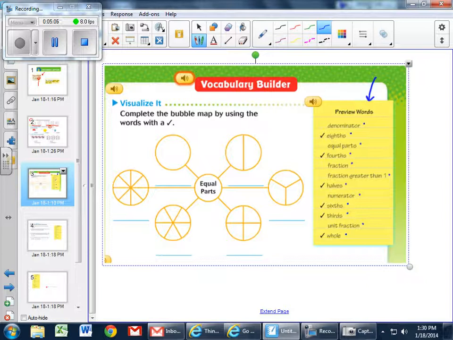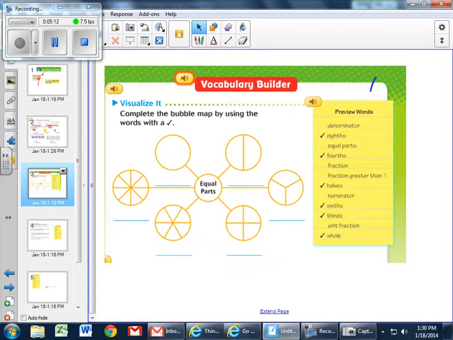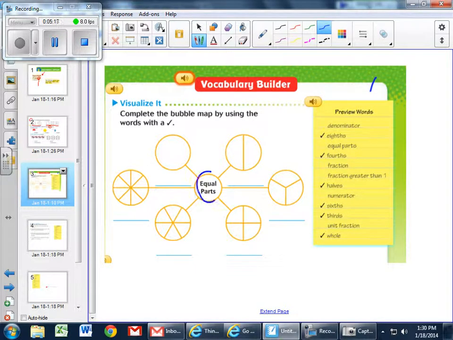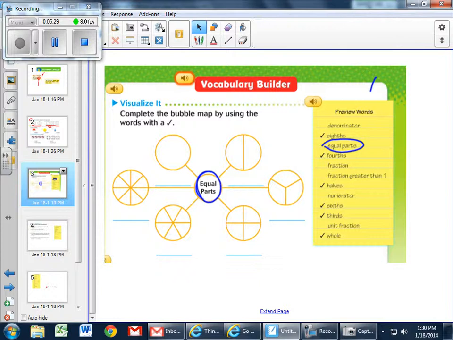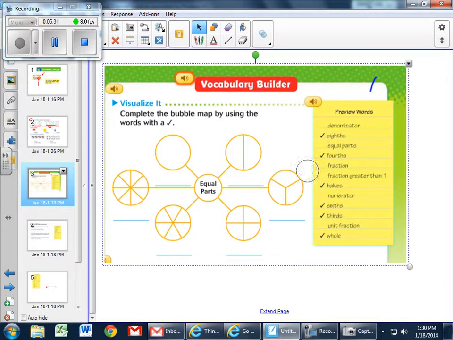The ones we're going to use for the bubble map are only the ones with the check mark in front of them. Okay? So you see the middle of our bubble map is equal parts. That's one of our preview words. And we know what equal means. Equal means the same number. And in order for it to be a fraction, the pieces have to be equal. If the pieces are not equal within a drawing, it's not a true fraction. Okay? So as long as you can remember that, it's going to make it a whole lot easier.